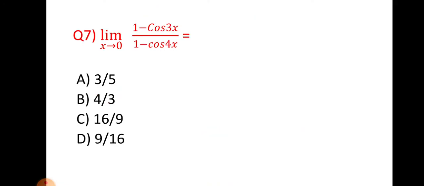Now let us move to question number 7. Limit x tends to 0, 1 minus cos 3x divided by 1 minus cos 4x is equal to what? In this case also we can use L'Hospital rule, because by using L'Hospital rule we find our answer quickly.